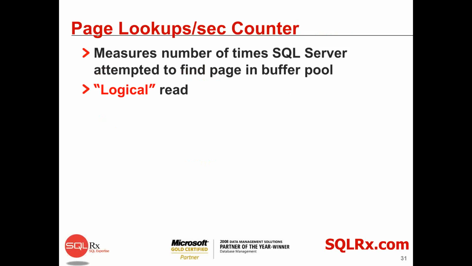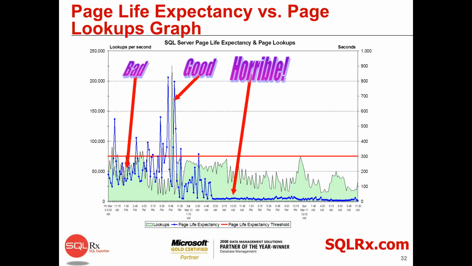A good indicator of this is page lookups per second. It's the number of times SQL Server tried to find something in the buffer pool, whether it had to go to disk eventually or not, it doesn't matter. It's effectively a logical read. So the reason this is important is that it helps you determine whether you're looking for a bad query or a collective situation where all kinds of queries are causing trouble.